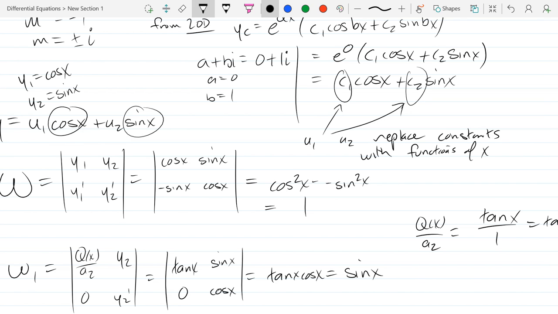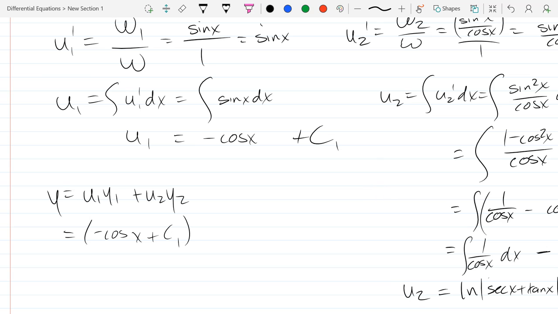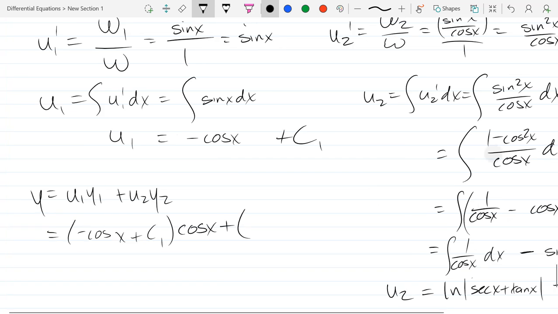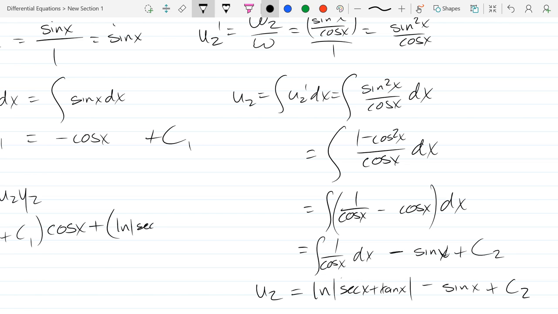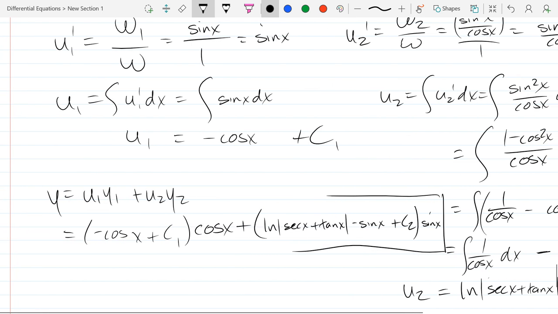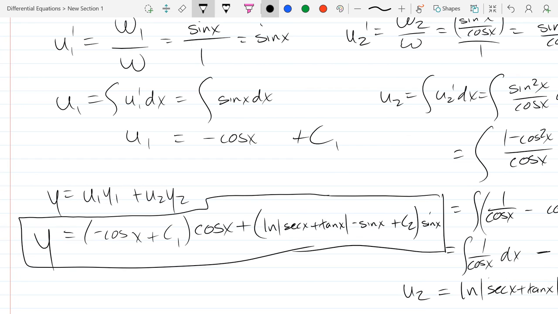So my u1 is paired with the cosine x. So there was u1, and this was cos x plus u2, ln sec plus tan minus sine x plus c2, times sine x. You could distribute on this, and there may be something that cancels. Yeah, so that'll add up to be 1. Negative 1. Negative 1. So you can do some reduction and simplification if you want to.